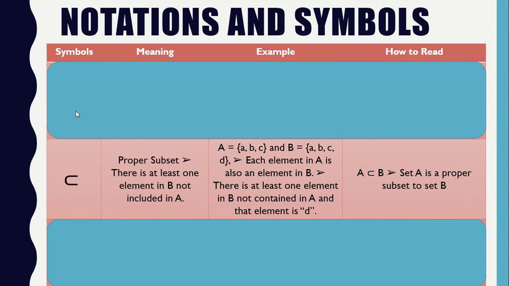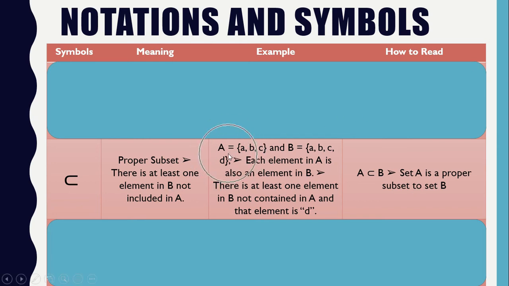Ayan. Proper subset. Meron tayong subset kanina. Meron tayong not a subset. Here we have proper subset. So, letter C yung kanyang symbol. Ayan. So, kapag sinabi nating proper subset, there is at least one element in B not included in A. Magulo, pero makinig. So, kapag sinabi nating proper subset, dapat merong isang element yung second set mo na hindi mo makikita doon sa first set.